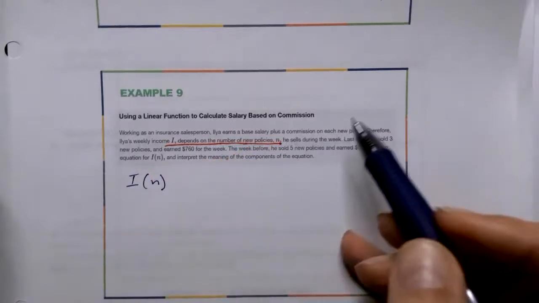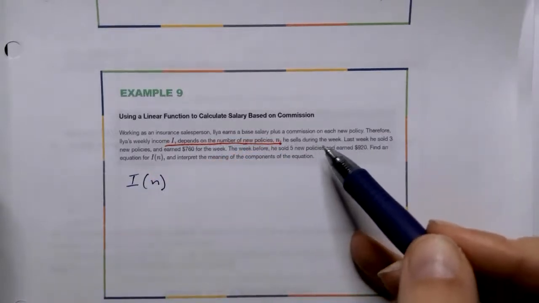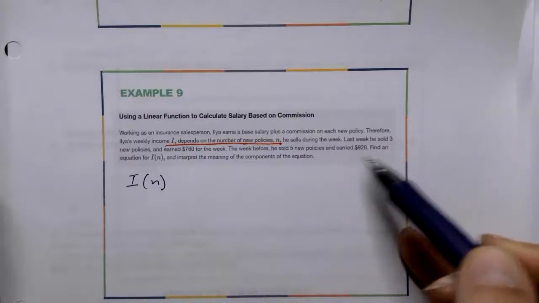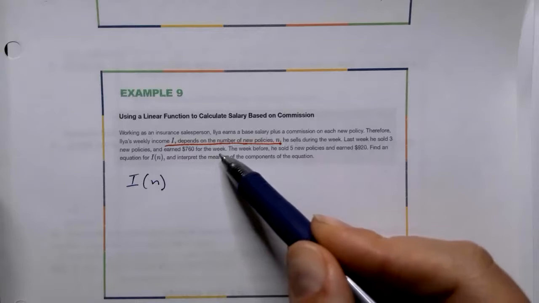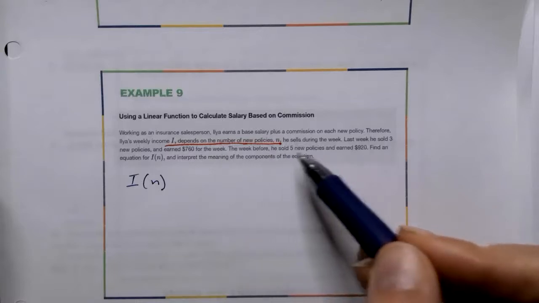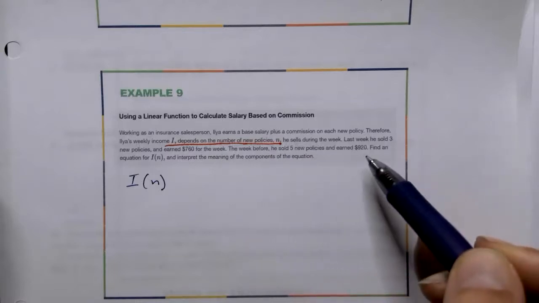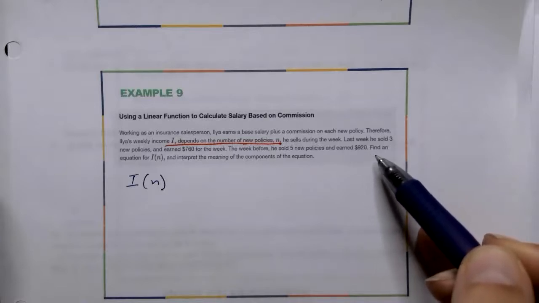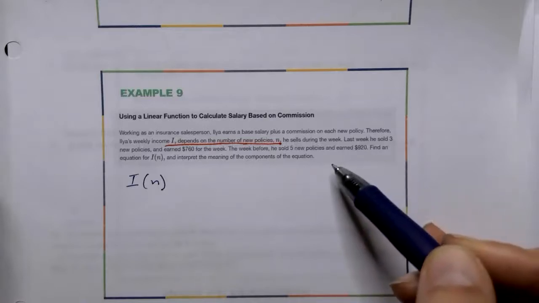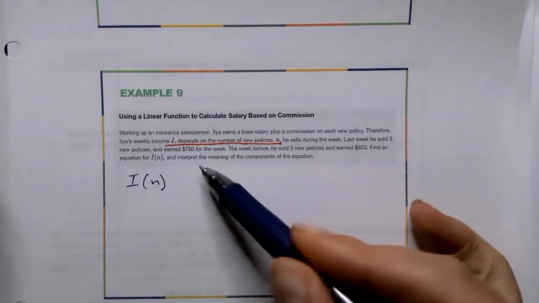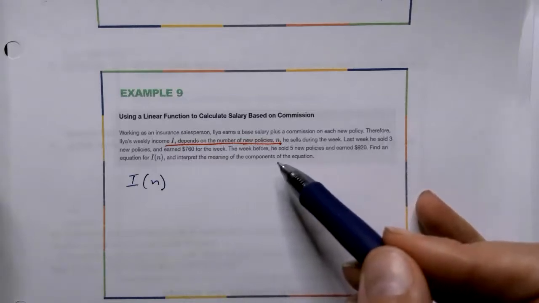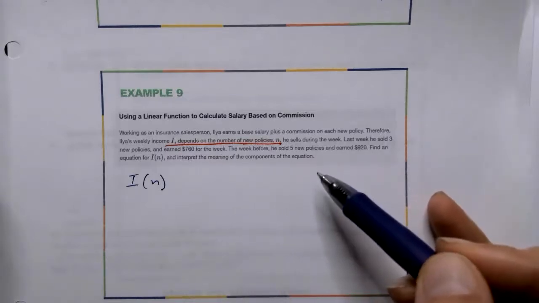All right, let's read on. He sells during the week. Last week, he sold 3 new policies and earned $760 for the week. The week before, he sold 5 new policies and earned $920. Find an equation for I of n and interpret the meaning of the components in the equation.